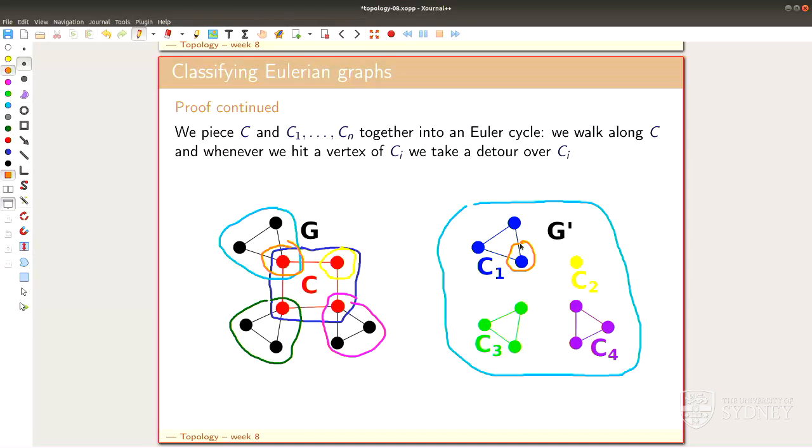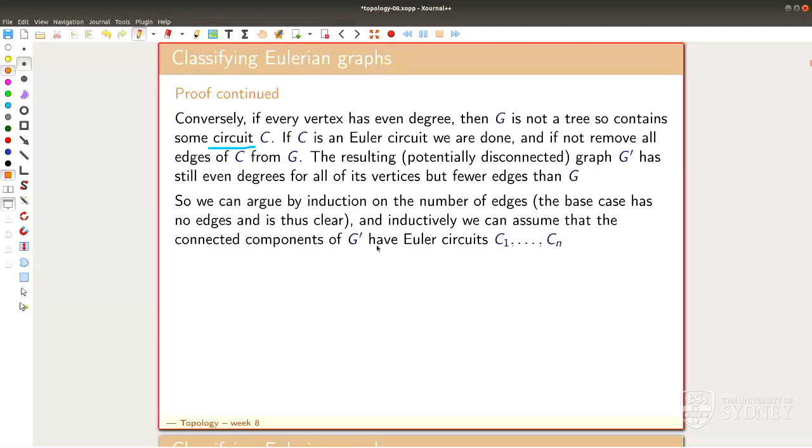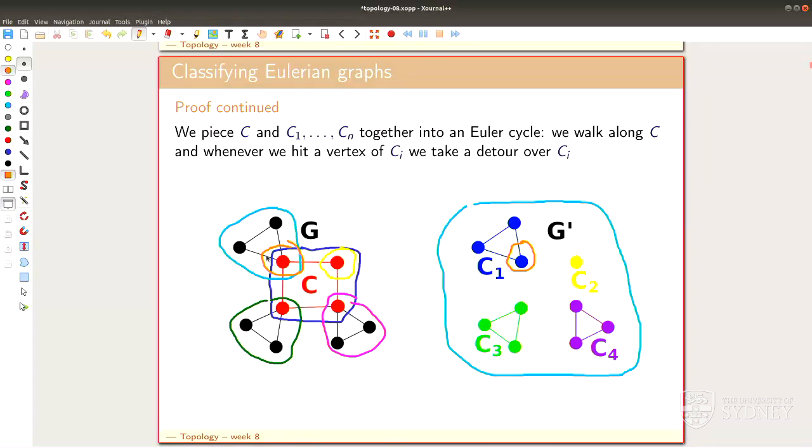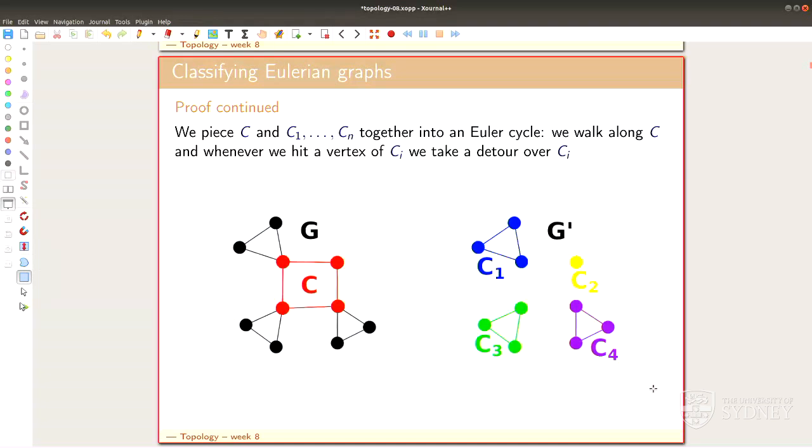It has fewer edges, so you could use induction on the graph, and induction gives you those funny cycles. Right? So induction gives us some finite number, C1 up to Cn, and we piece them together as follows. So we have our little cycle in the middle, the red one. And we walk around, so it is a Eulerian cycle, so we can walk around. And whenever we hit a vertex that is in G prime, we take a detour over the other graph.